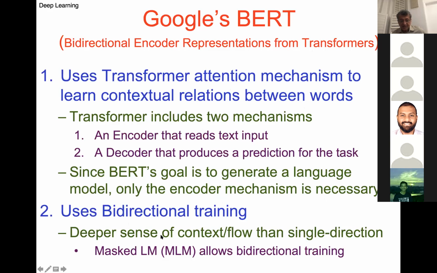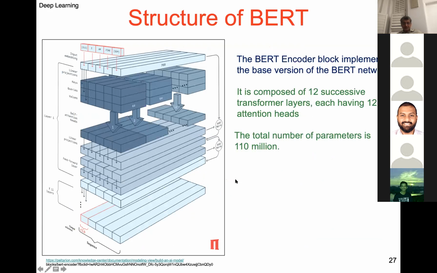It uses bidirectional training, which gives a deeper sense of context flow than a single direction. So this is bidirectional, whereas GPT was not bidirectional. That's why BERT has the B here, for bidirectional. Masked LM uses bidirectional training.